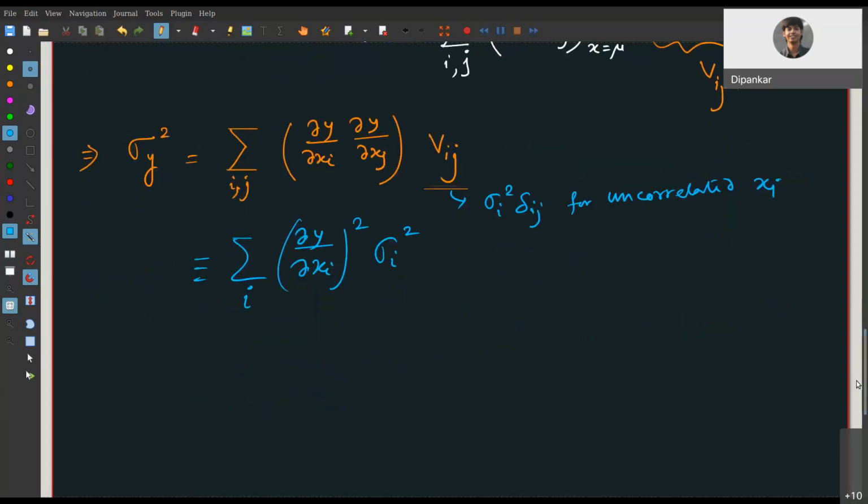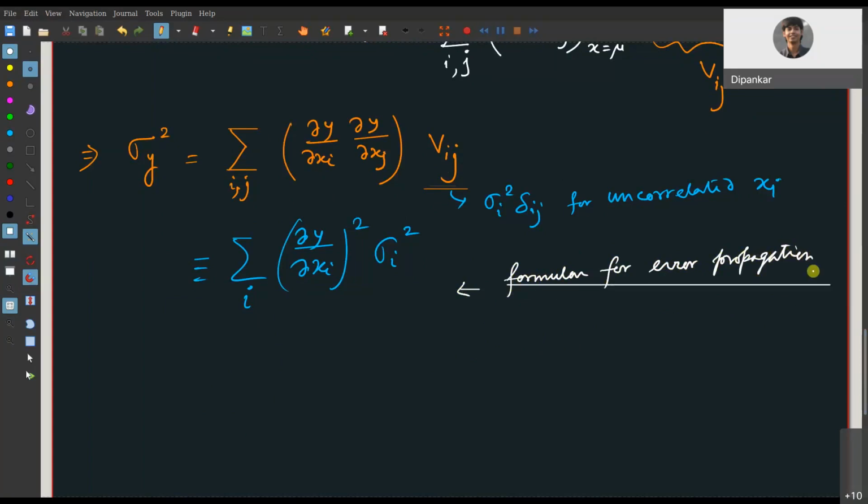And this is the famous formula for error propagation. If you have correlated variables, then you should use this formula. If you have uncorrelated variables, then you should use this one over here. And you have been using this formula, I guess, for a long time.